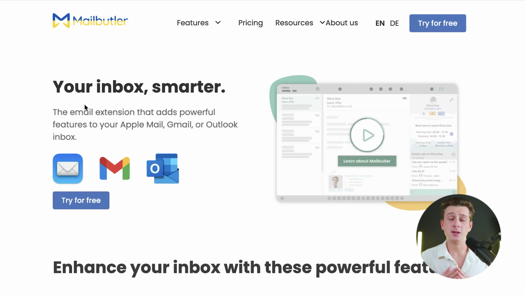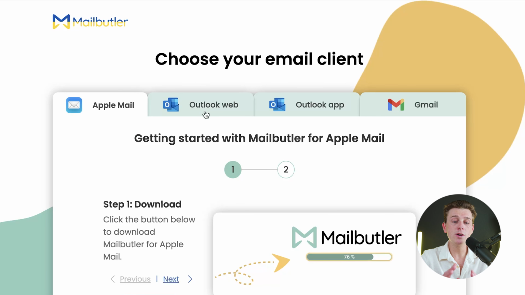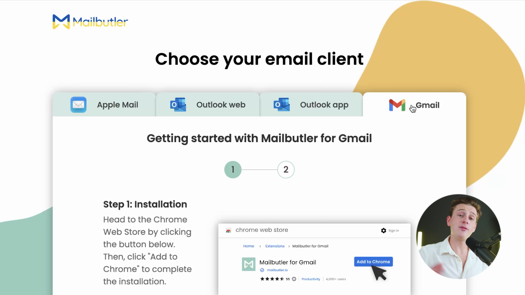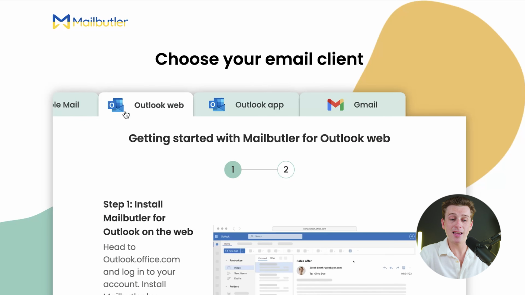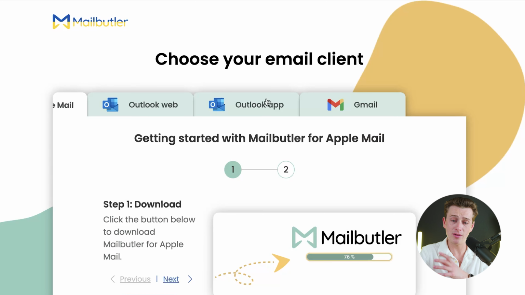When you click that link down in the description, you should be brought to a page that looks something like this. As you can see, we can get started with them completely for free by clicking this blue Start for Free button. Once we click on that button, it will then take us to this page where we choose which of these email applications that we're using. Are we using Apple, Outlook Web, Outlook Application, or Gmail? Now, for this video, I'm going to be showing the Chrome extension, which is going to be the Gmail variant of Mailbutler. But if you use any of these other applications, this works the exact same for any of these, so don't get too worried if you get confused.